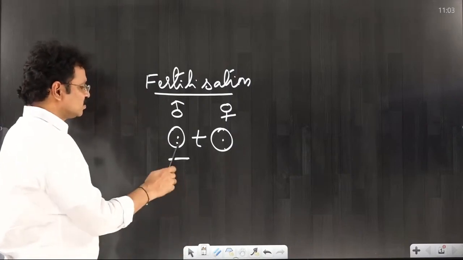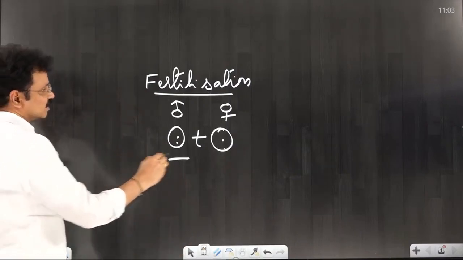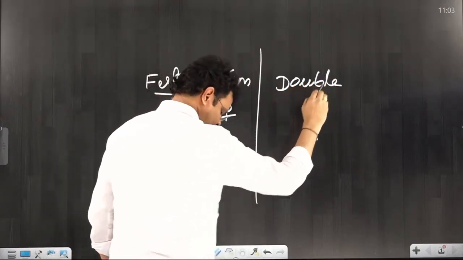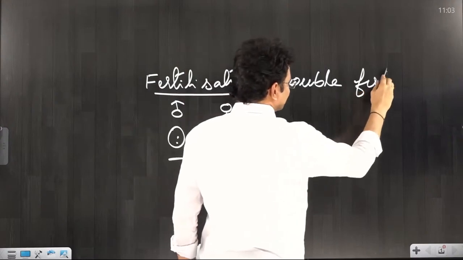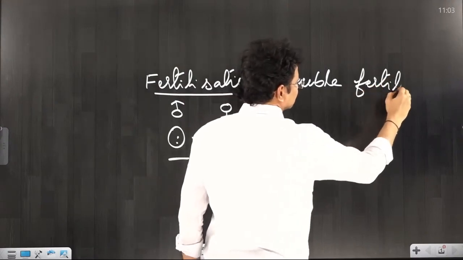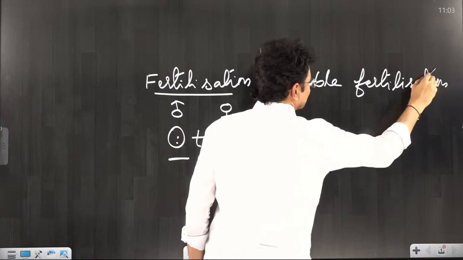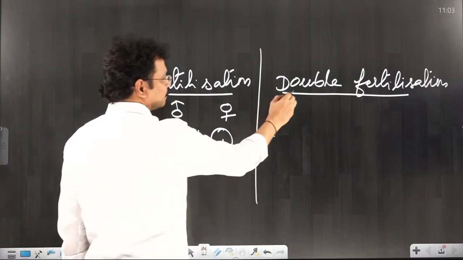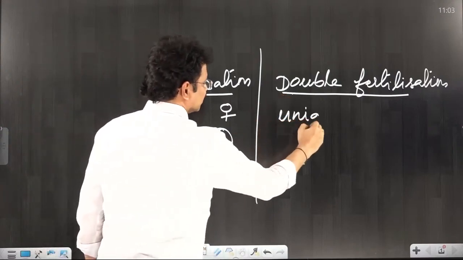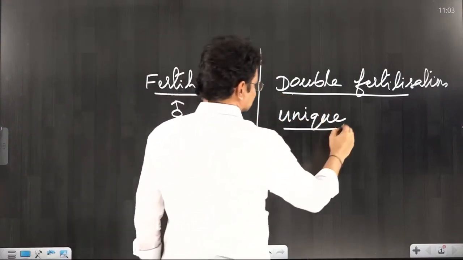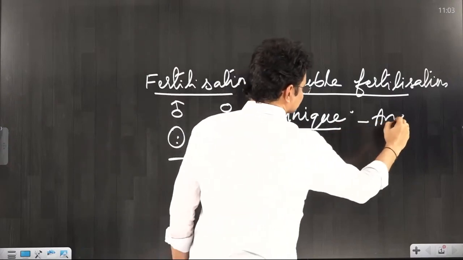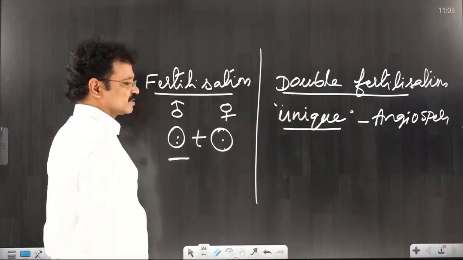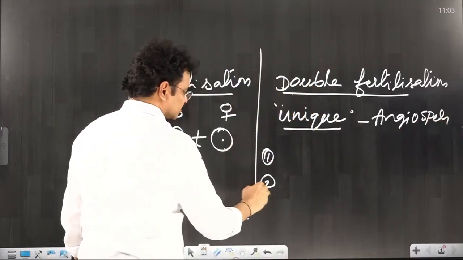But in angiosperms, the fertilization is double fertilization. It is a unique, characteristic feature of flowering plants like angiosperms. Two types of gametic fusions occur in angiosperms. This kind of mechanism occurs in angiosperms only.